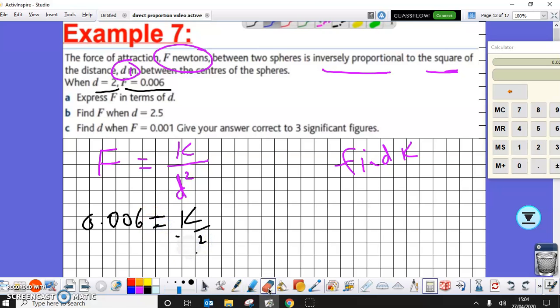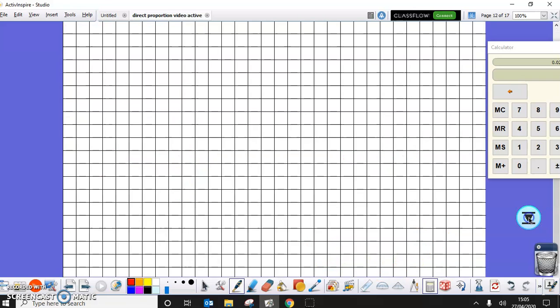Okay, so D in this case is 2. First step following the rules of BIDMAS, do the index first. 0.006 equals K divided by 4. To find K we want to eliminate the 4, so we do the inverse and get rid of it. That cancels, so times this by 4. So K is going to equal 0.024.